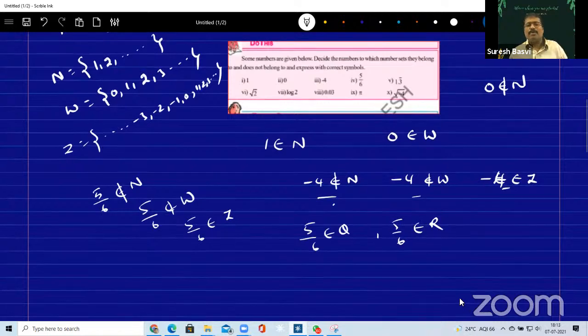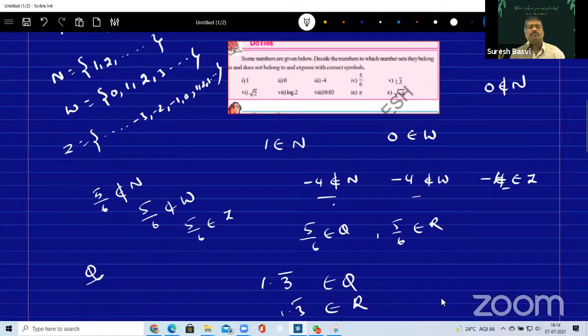So just like that, 1.3 bar. I think this is nothing but a repeated decimal. Repeated decimals are also rational numbers. So that's why it is in Q, and it is in R also, real numbers. Rational numbers are represented by Q, real numbers by R, and irrational numbers by Q dash.